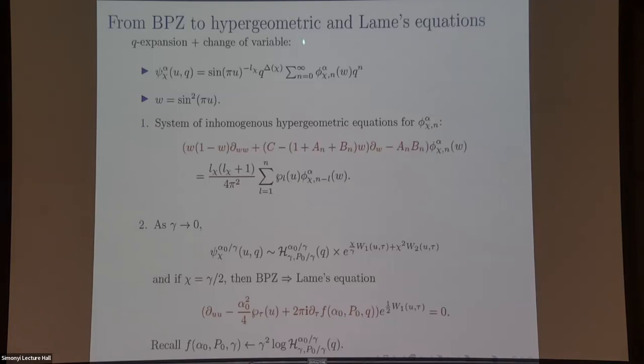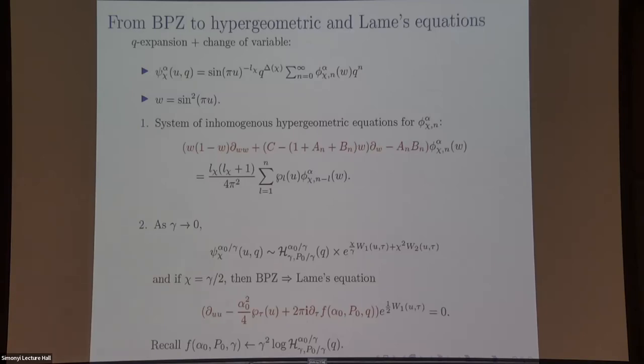What it turns out is that if you look at this deformed conformal block and first expand it as a power series in Q, it's still a function of Q. If we expand it as a power series in Q and make a change of variable from U to this W, through this simple change of variable, then with respect to the W variable, each of these coefficients of the power series satisfies some sort of hypergeometric equation. Then what we study is how the solution space of the hypergeometric equation looks like. Although they would be inhomogeneous, it would still not be too difficult to study in the end.